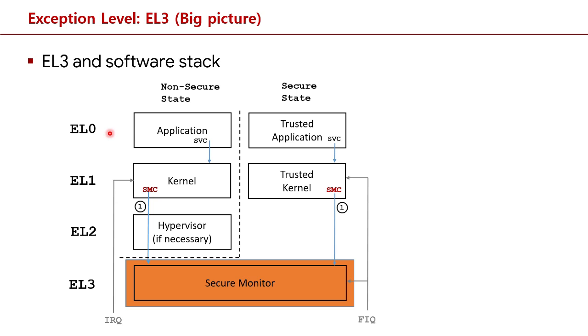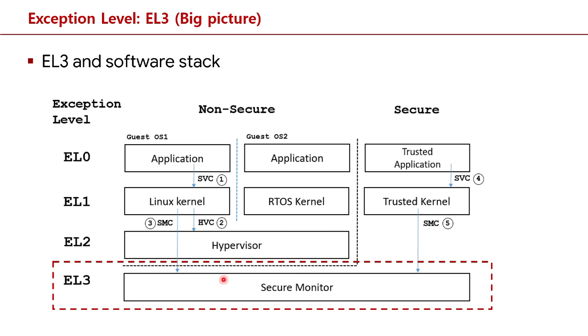Here, what you can see is an architecture diagram that specifies how each of the stacks is running at each exception level. As you can see, at exception level 3, the secure monitor runs. Exception level 3 is the initial exception level. That means if you give power to the system, the initial exception level is exception level 3.